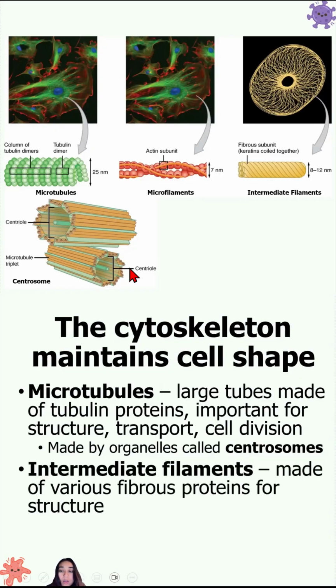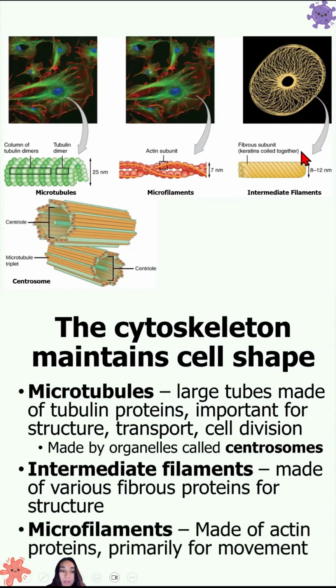Then there are the intermediate filaments, so they're a little bit larger. Sorry, microtubules are the biggest, intermediates are in the middle. They are larger than microfilaments, though. So these intermediate filaments are made of different types of fibrous proteins. So it could be like a keratin type of protein or things like that, but their main job is just strictly structure.